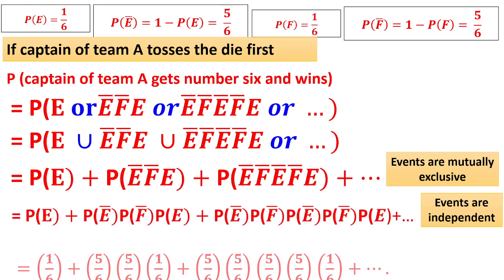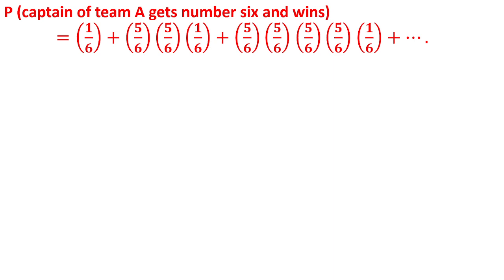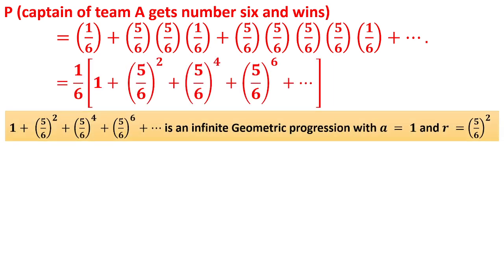Now, you got all the values now. 1 by 6 plus 5 by 6 into 5 by 6 into 1 by 6 plus 5 by 6 into 5 by 6 into 5 by 6 into 5 by 6 into 1 by 6 and so on. Now, in all of them, I can take 1 by 6 outside. Now, I am getting an infinite geometric progression where A is equal to 1 and R is equal to 5 by 6 the whole square.